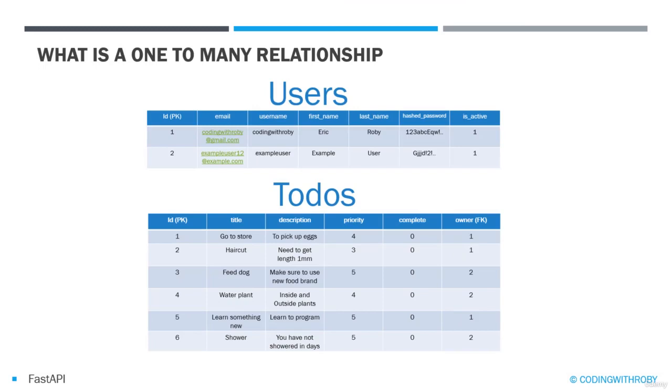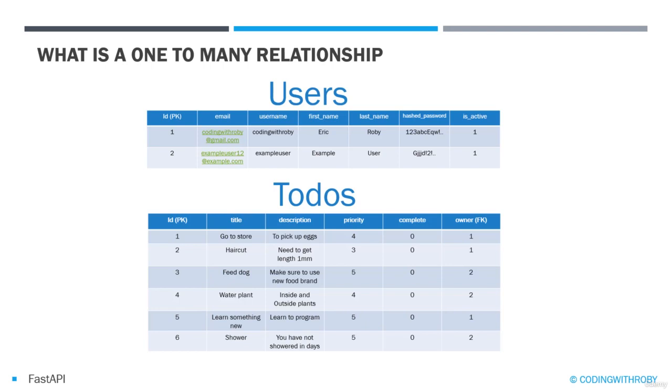Let's bring back our 6 records of our to-do data we had in our application, along with the 2 records of our new users, which we'll be creating in a future video. Here we can see that we have 2 users. The first one having the ID of 1, email is Coding with Roby, first name is Eric, last name is Roby, the hashed password is a long sequence of scrambled letters and numbers, and is active is true. Our second user is just going to be an example user, so it's going to have a whole bunch of fake data just so we can have multiple users.